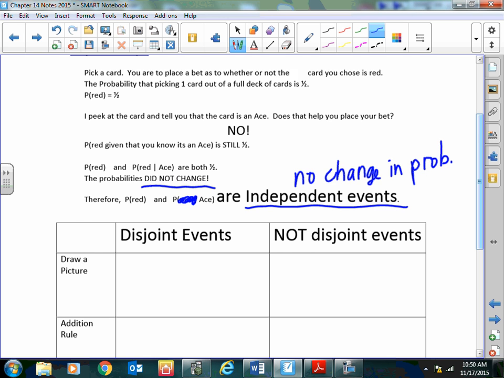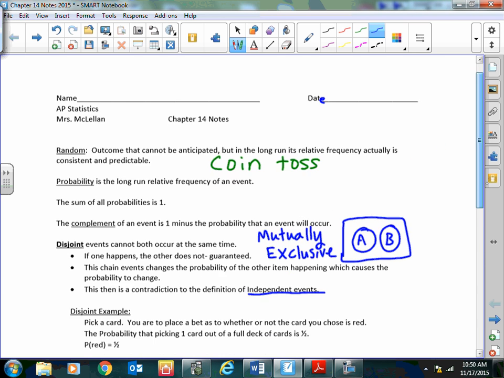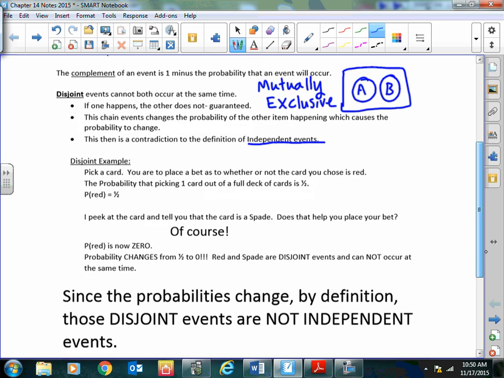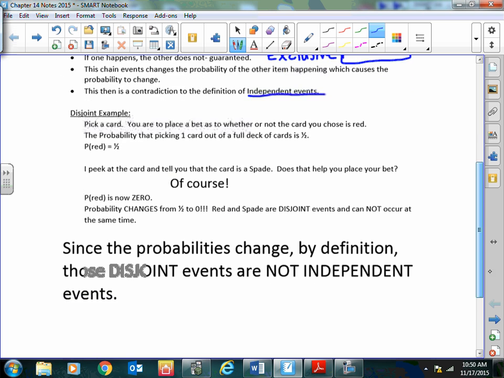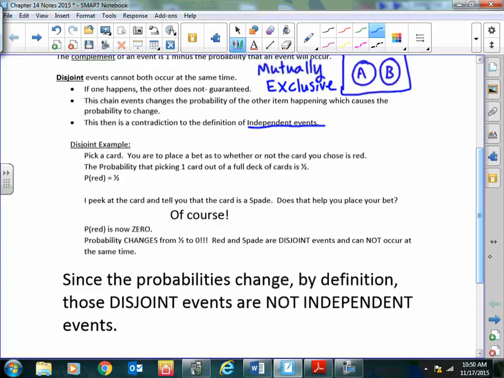So let's go back to that disjoint situation. I have another picking a card scenario. So let's go back, because I want to explain to you why disjoint events that cannot occur at the same time are not independent. Okay, disjoint events are not independent, and I want to explain why.